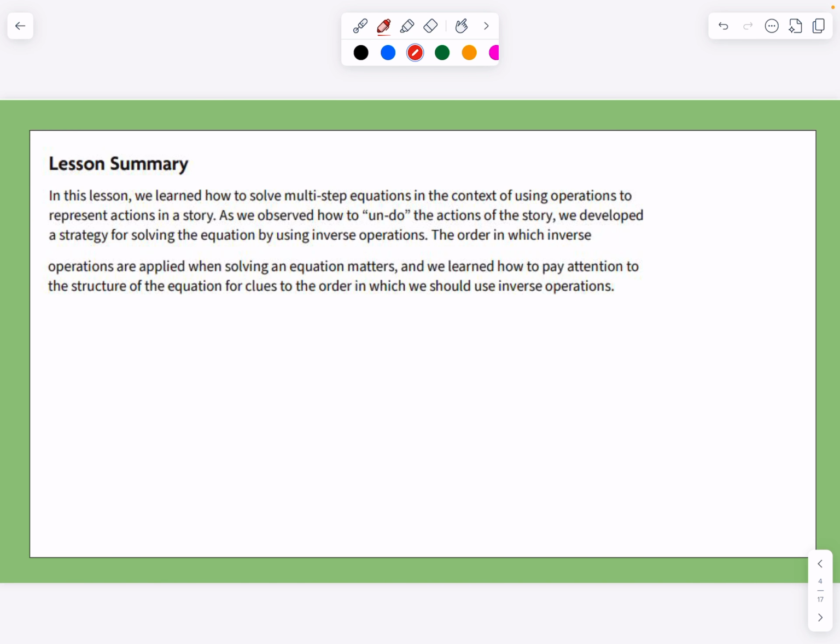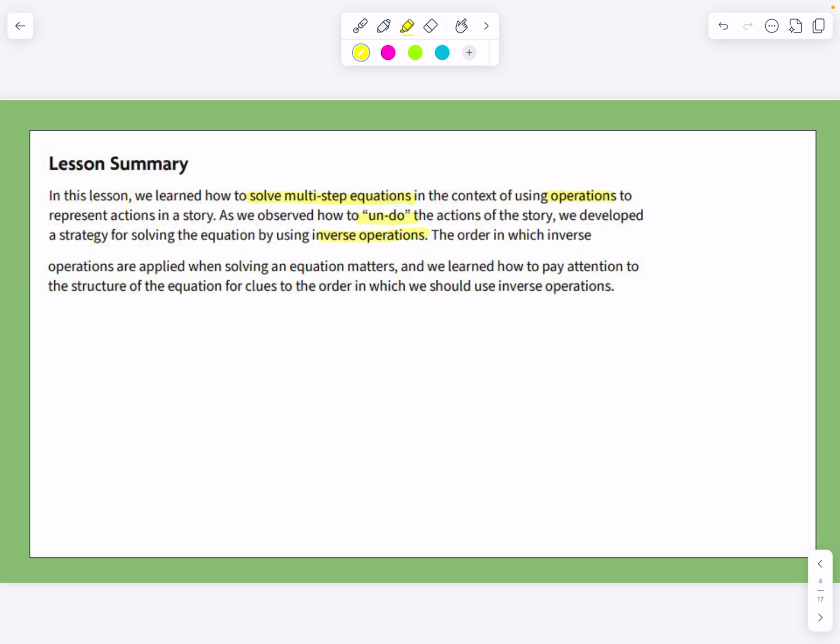So in this lesson, we learned how to solve multi-step equations in the context of using operations to represent actions in a story. We observed how to undo the actions of the story. We developed a strategy for solving the equation by using inverse operations.